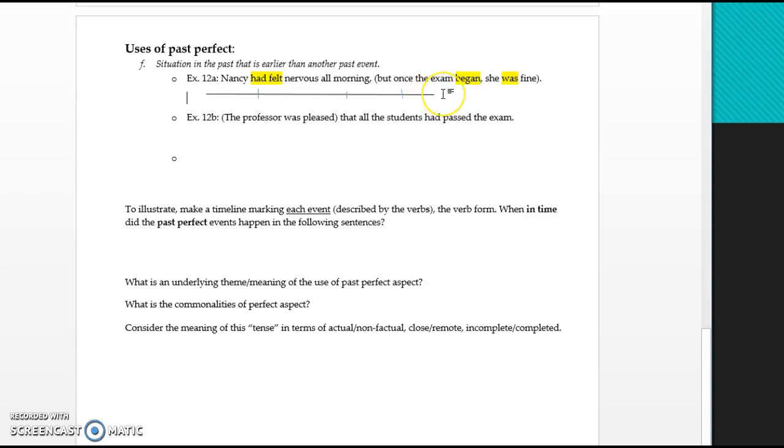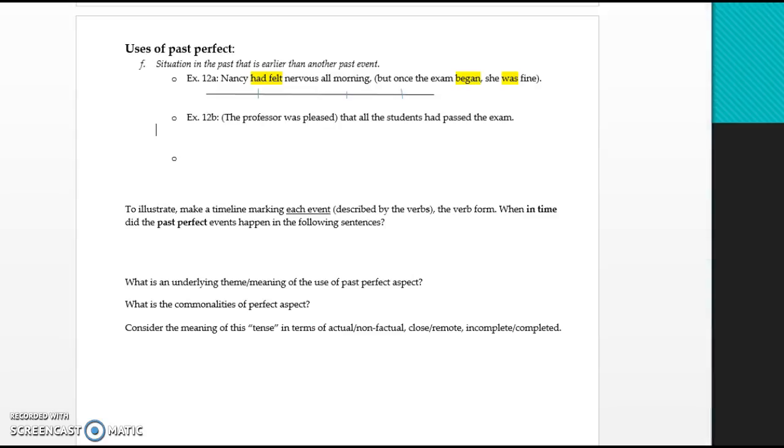Because we have these events that occurred in the past, and right now the speaking part would probably be more to the current time, and we want to express when the feeling part had happened, it's even earlier. So we use the past perfect. Do the same thing with the professor was pleased that all the students had passed the exam. Where would that fit onto your timeline? So the had passed happens first, right? First the students passed the exam, and then the professor was pleased.